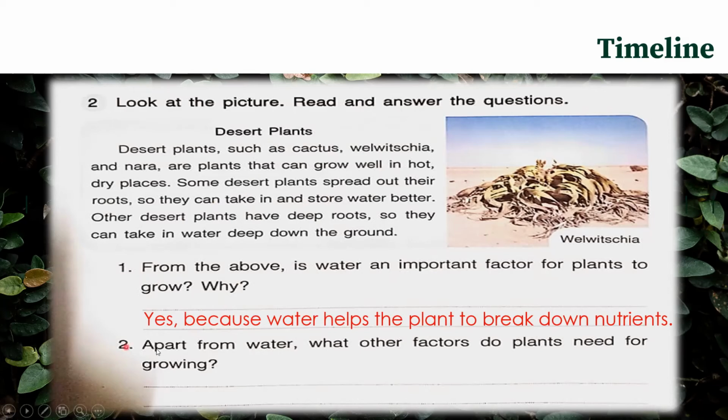What about number 2? Apart from water, what other factors do plants need for growing? Aside from water, what are the other things that plants need in order for them to grow? Okay, so we have light, air, and nutrients, right? Plants also need light, air, and nutrients. So I think this is the end of our activity.